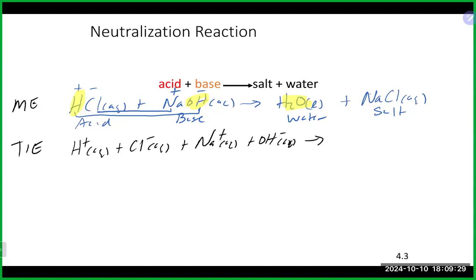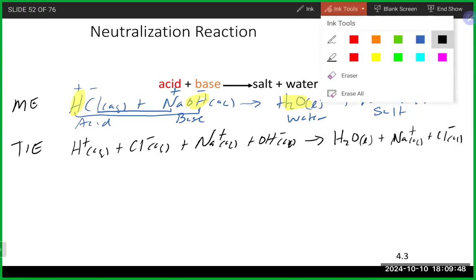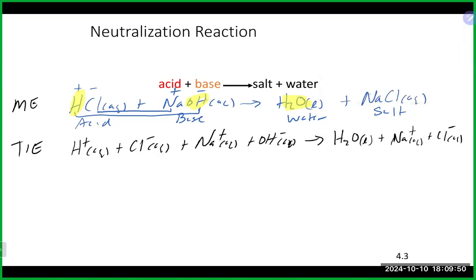When we get to water, that's a pure liquid. Remember, solids, liquids, pretty much gases, and weak electrolytes will stay together. So our water here will actually stay together. And we will get Na plus and Cl minus.